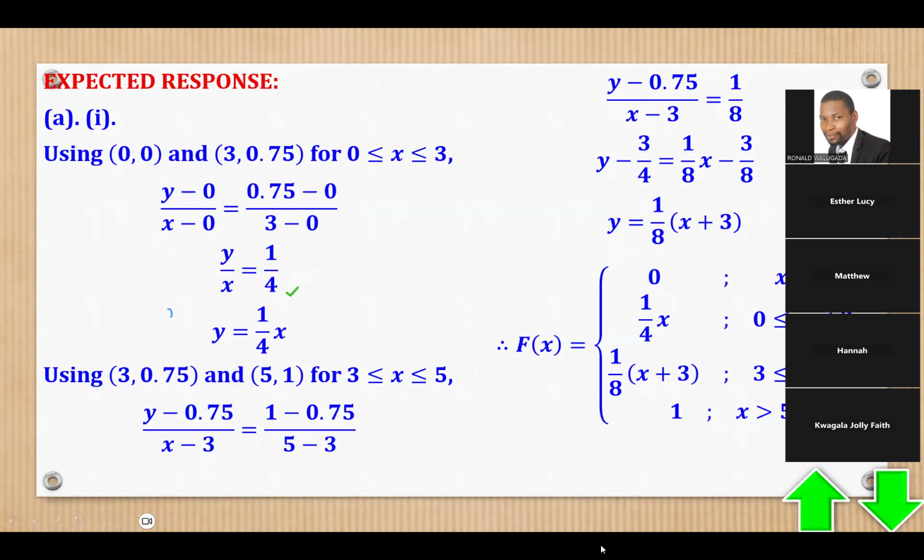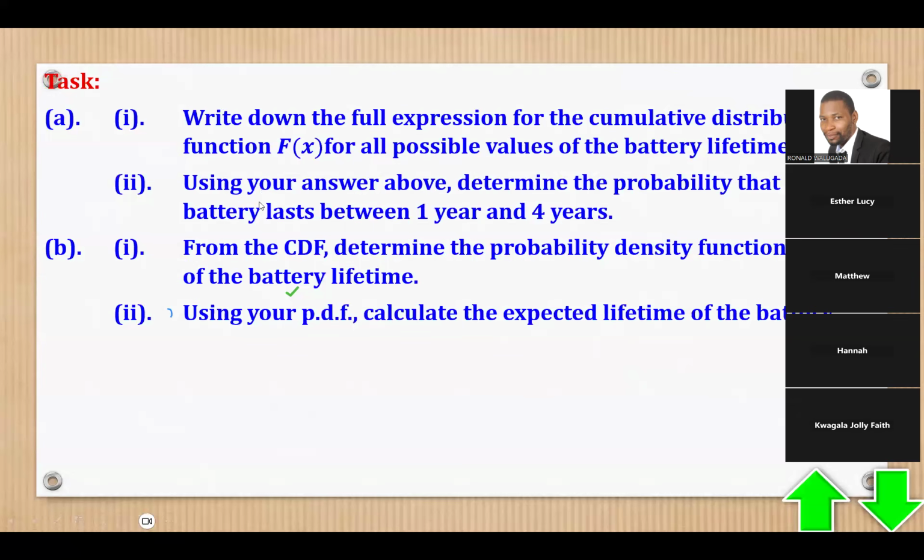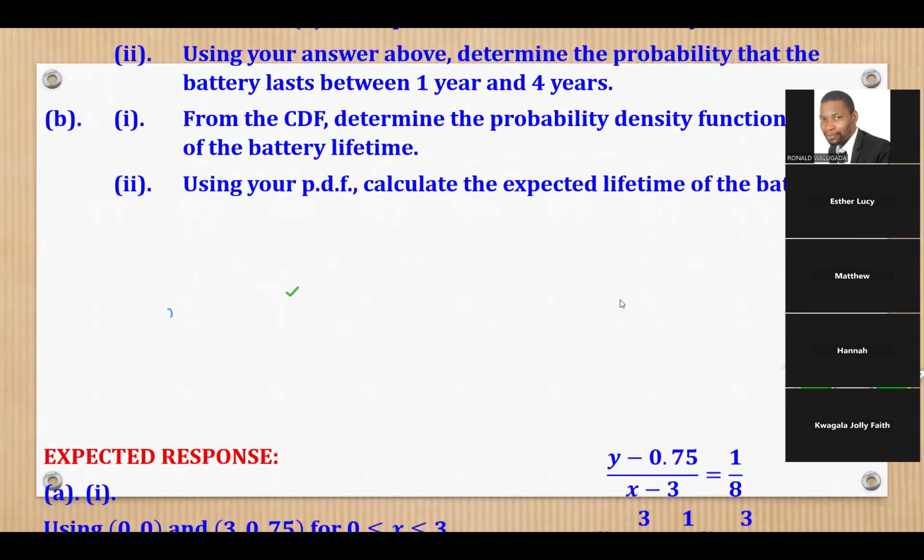Roman 2 says, using your answer above, determine the probability that the battery lasts between 1 and 4. I think in the PDF I gave you, it was 1 to 2.5, but I changed it because I wanted you to understand how to answer in case the values are in different functions. Let me tell you what I'm trying to mean.